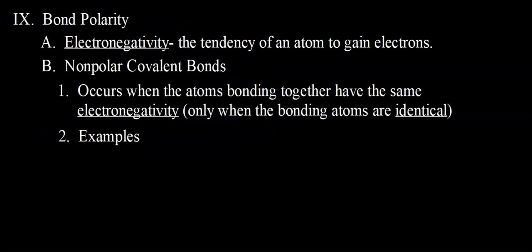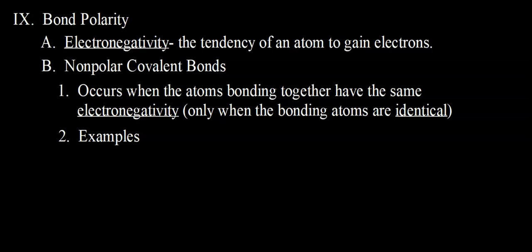All right, next up, bond polarity. That word polar means opposite ends. So we have non-polar covalent bonds, bonds that do not have opposite ends, and polar covalent bonds, bonds that do have opposite ends. So whether a covalent bond is polar or non-polar depends on the electronegativities of the bonded atoms. Recall that electronegativity is the tendency of an atom when bonded to another atom to attract electrons. So I gave you a little different definition there.